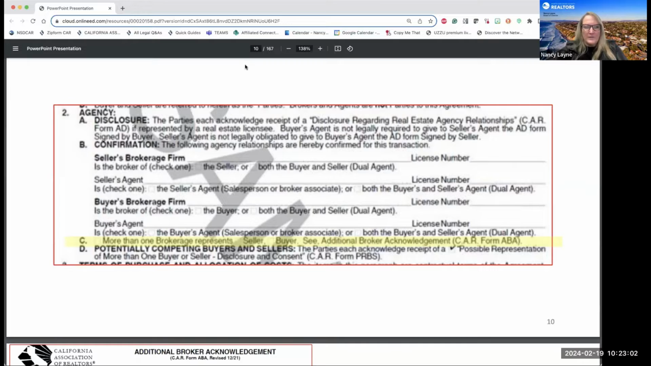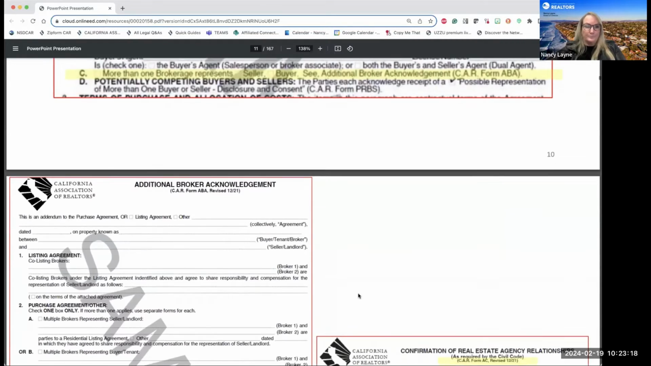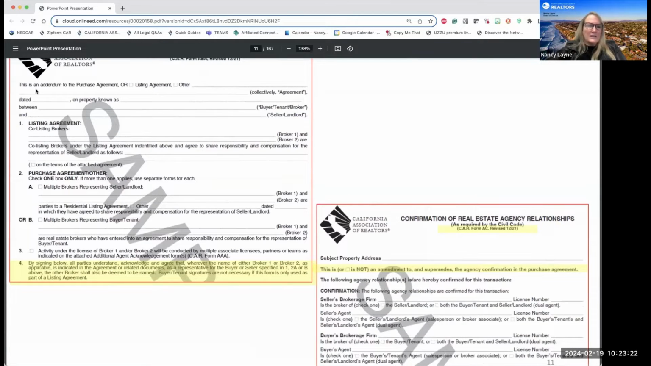Okay. So when you have more than 1 broker or agent, so the buyer and seller's agent is the same, you would check that box. If you have more than 1, you would check this box, and it'll send you to an additional form. So the additional broker acknowledgement is here. And this clarifies that the co-listing brokers are who they are, and they are representing either the seller or the landlord or the buyer and the tenant. So this is that form.